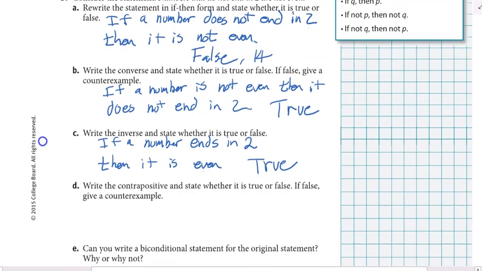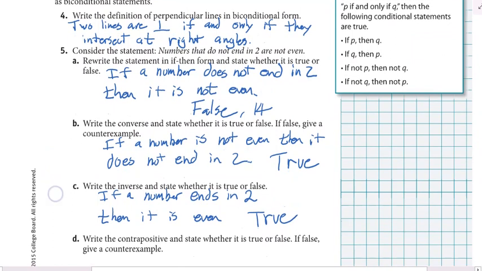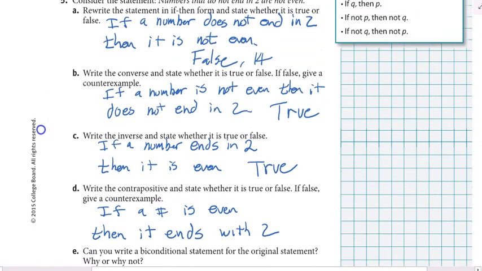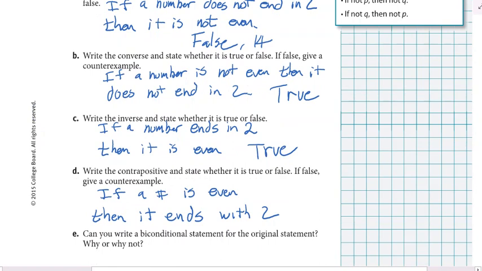And last one, write the contrapositive and state whether it's true or false. So if a number is even, then it does not end in 2. Then it does end in 2. Yeah, the negation of not would be it does. So then, okay, if a number is even, then it ends in 2. That is false because you can think of plenty of even numbers that do not end in 2. Counterexample would be 4. So that would be false.